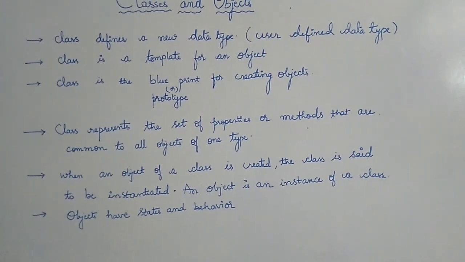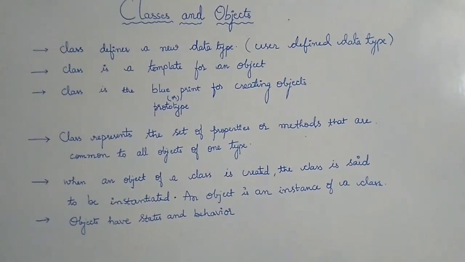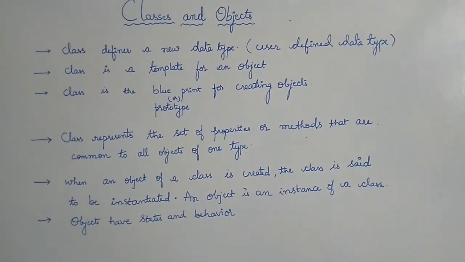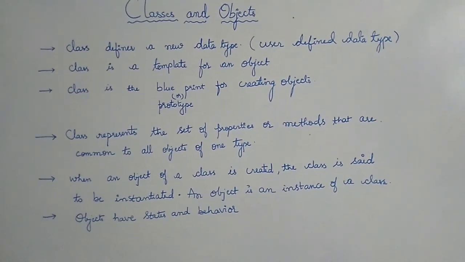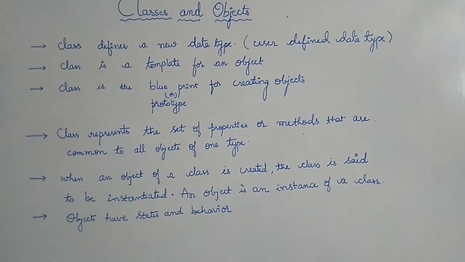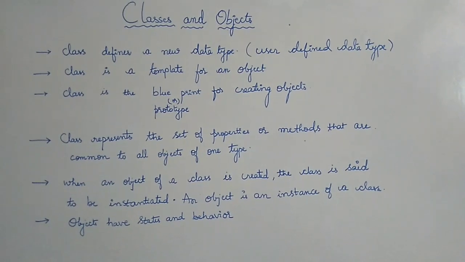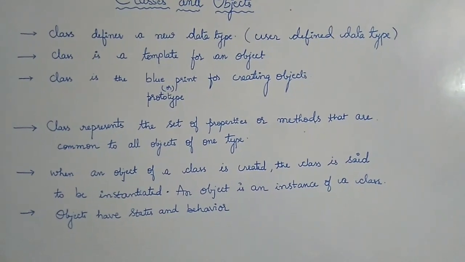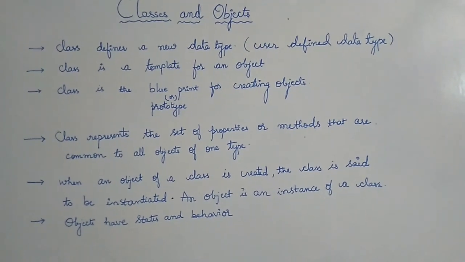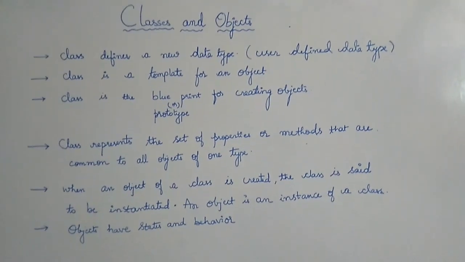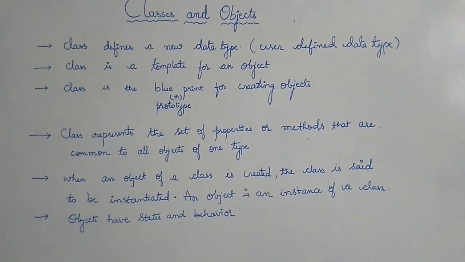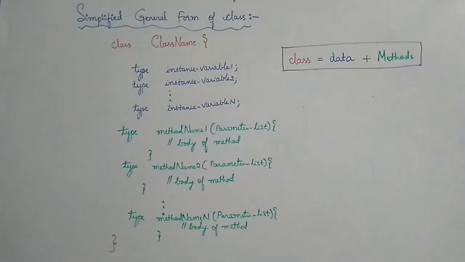And how many instances can you create from a class? You can create n number of instances from a class, meaning that there will be one prototype human, and from that one prototype human you can create n number of human beings. Many human beings can be created. Objects have state and behavior. Each and every object will have a common state and common behavior which will be put inside the class. Once the class is ready, then we will be able to create objects of that class.